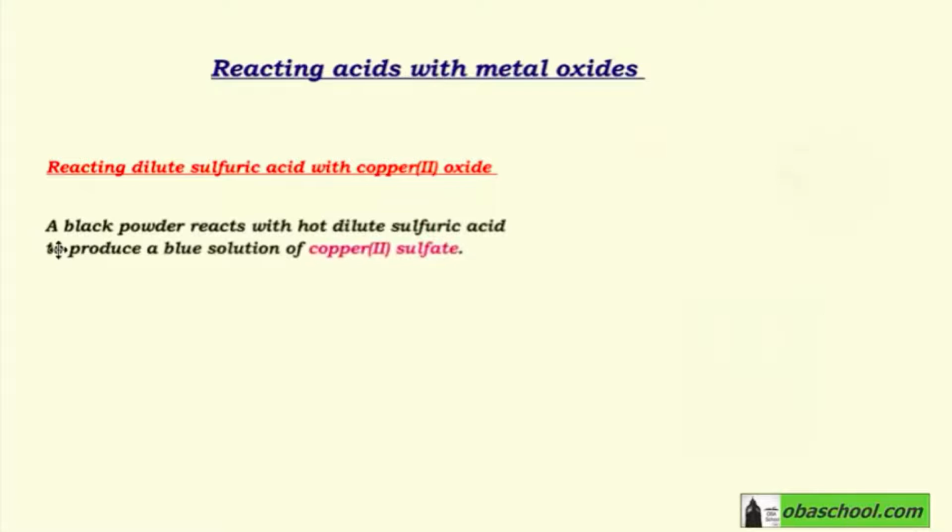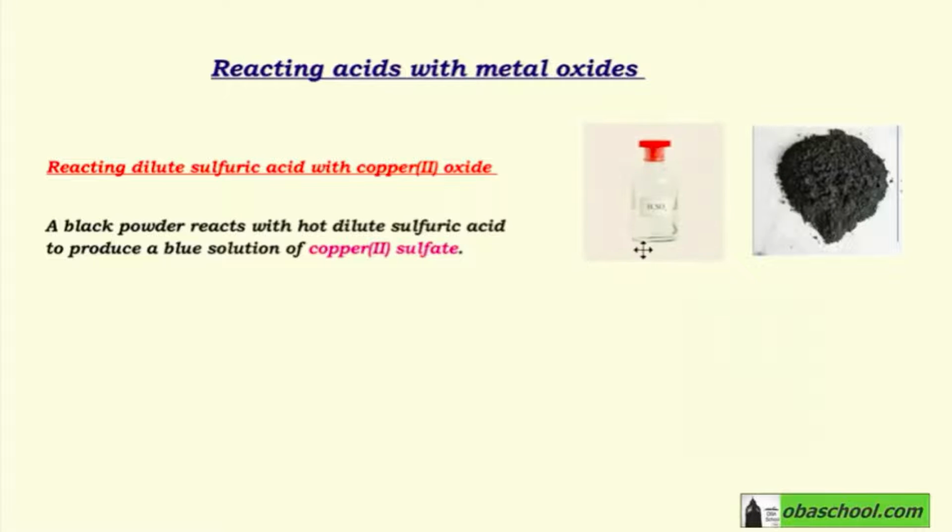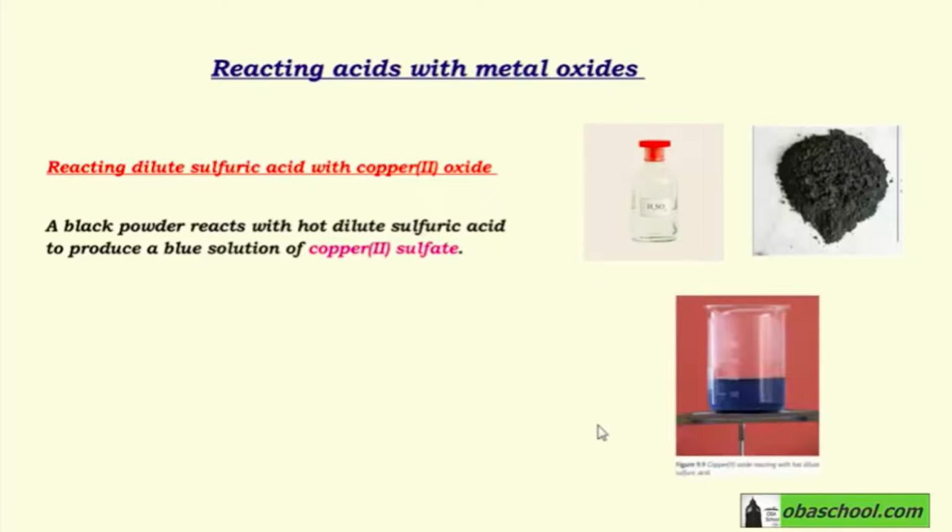A black powder reacts with hot dilute sulfuric acid to produce a blue solution of copper sulfate. So the black powder, which is the copper oxide, reacts with dilute sulfuric acid. This is the black powder, the copper oxide. It reacts with dilute sulfuric acid to produce a blue-colored solution, the copper sulfate solution. The copper oxide reacts with dilute sulfuric acid to give copper sulfate.